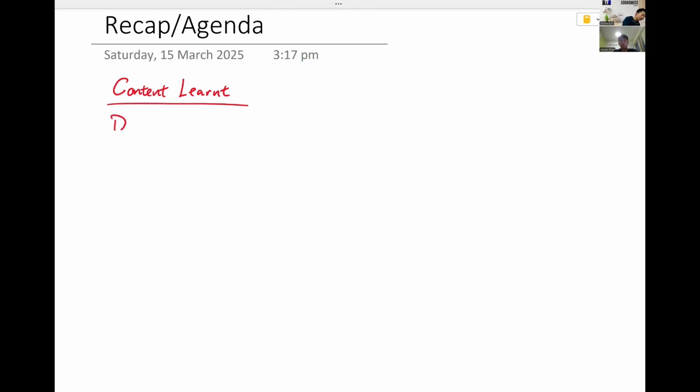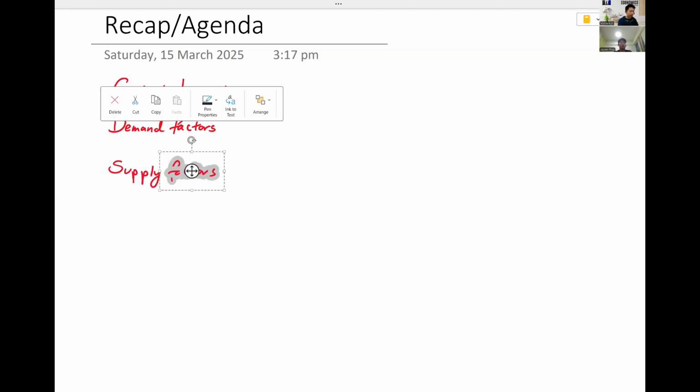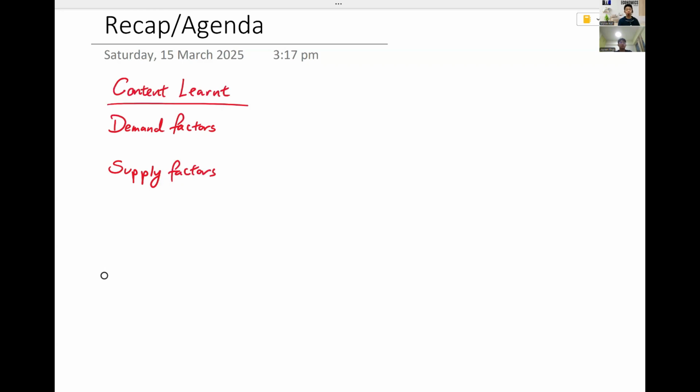About demand factors. Okay, demand factors, right? So in your school notes, you have demand factors as well, and I went through one round. So anything you don't understand from there, I can assist. Okay, we had supply factors. And these two are still not that hard to understand, but I do know there's quite a lot to memorize. So I gave you acronyms, right?